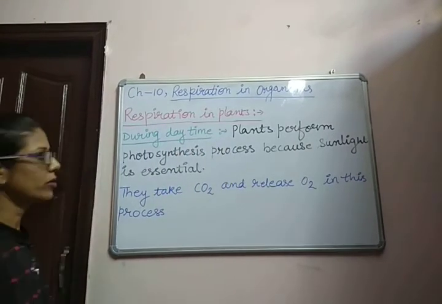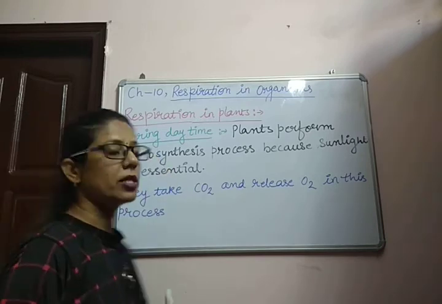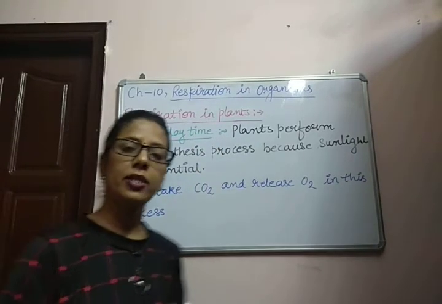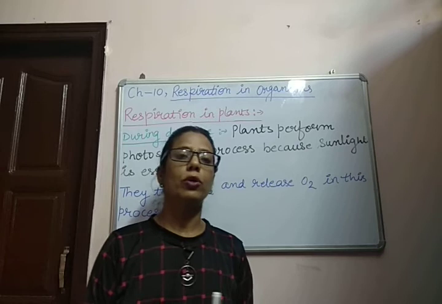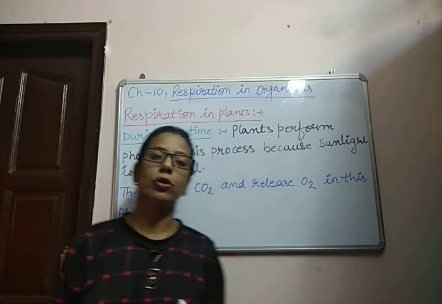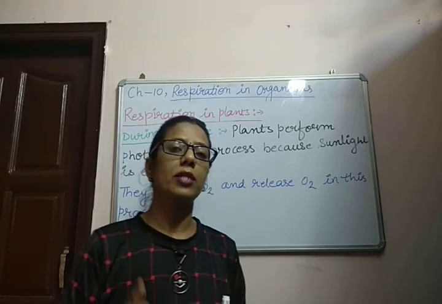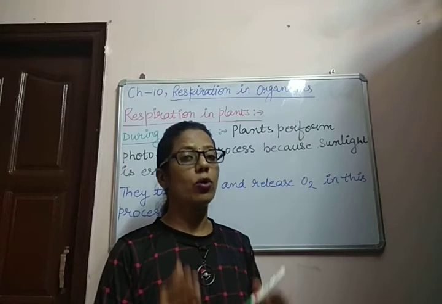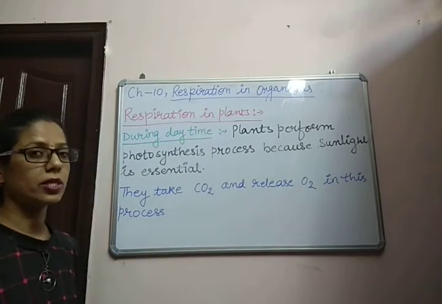But as we discussed in the first chapter, nutrition in plants, during daytime plants perform the photosynthesis process, because for photosynthesis sunlight is essential. By photosynthesis, plants prepare food, because organisms like animals and human beings can't prepare their food, so they always depend on plants for food. Plants can only prepare food by photosynthesis, and for this process sunlight is essential, and sunlight is available only during daytime. So during daytime plants perform photosynthesis.